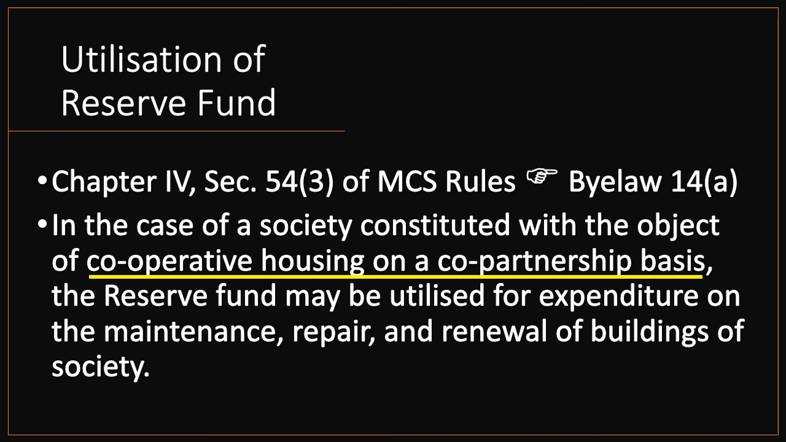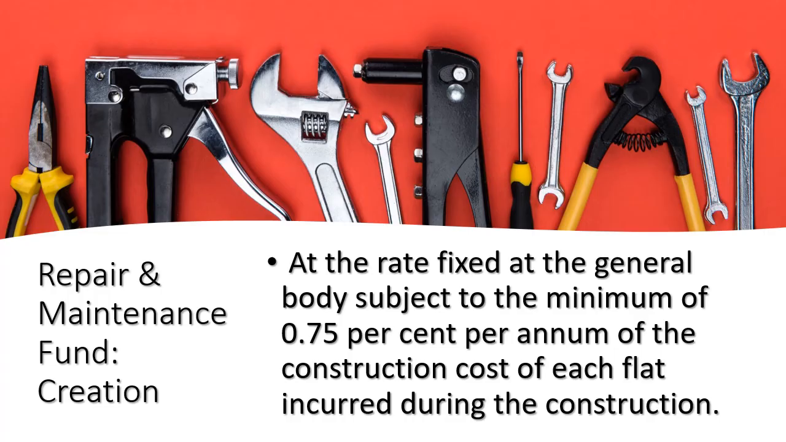This emphasis shown by the yellow line is because we are a cooperative housing society on a co-partnership basis. Let us now take a look at the repair and maintenance fund. As you all know, it is at a rate fixed at the general body, subject to a minimum of 0.75% per annum of the construction cost of each flat.